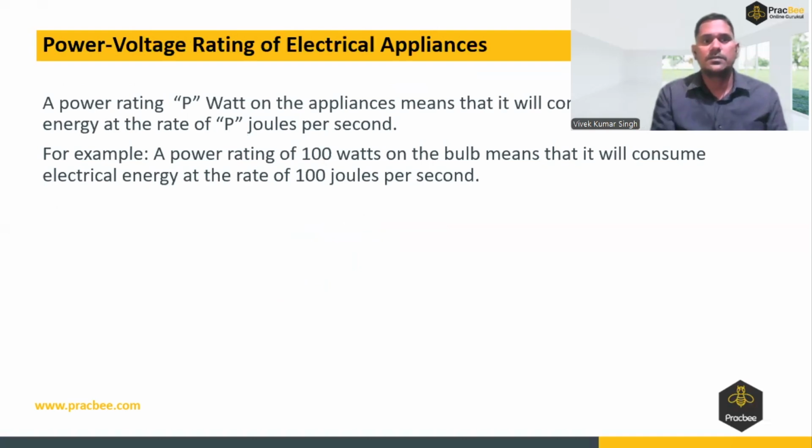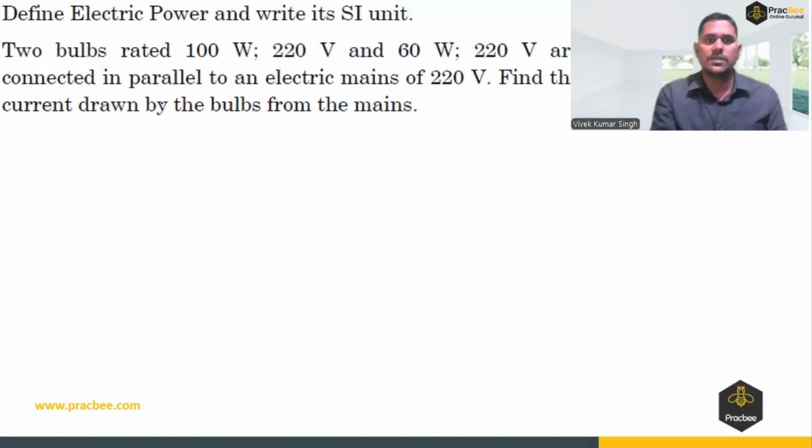Now let's see the power and voltage rating of electrical appliances. A power rating of P watt on an appliance means that it will consume electrical energy at a rate of P joules per second. For example, a power rating of 100 watt on a bulb means it will consume 100 joules of energy per second. So this is what we call power rating.